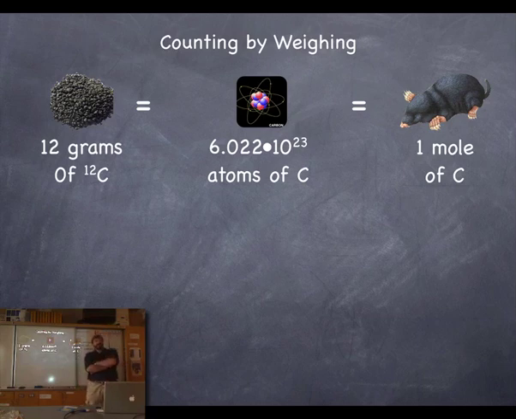Those crazy Italians. So, the atomic masses from our periodic table represent the weight of one average atom in AMUs, or the weight of 6.022 times 10 to the 23rd atoms in grams.